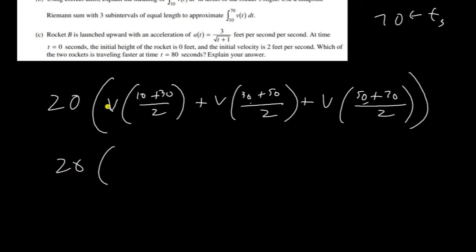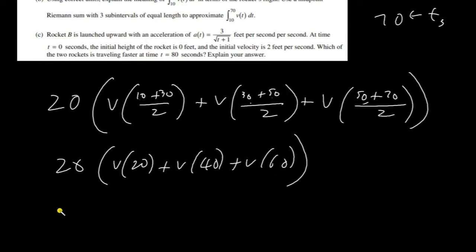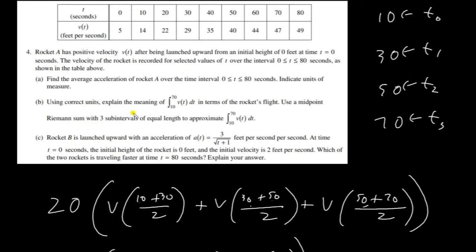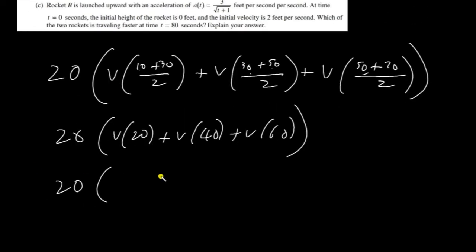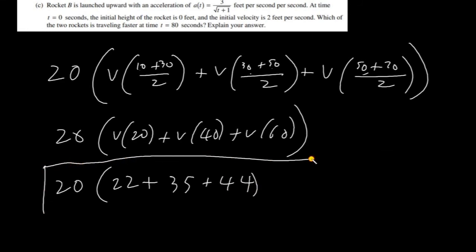And then if we simplify this a bit further, we'll get v of 20 plus v of 40 plus v of 60. And then if we look at the table, v of 20, v of 40, v of 60 are 22, 35, 44. So 22, 35, and 44. That's the answer for the Riemann sum. And I'll leave a little bit of space for units.